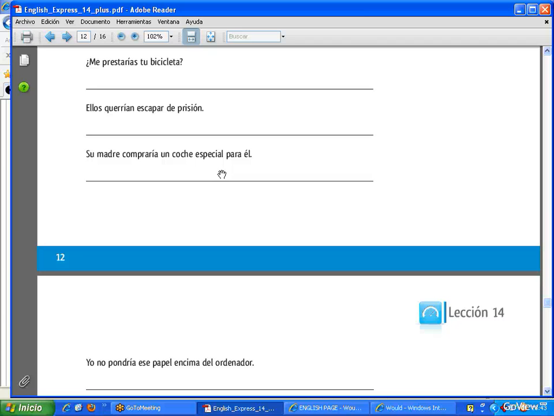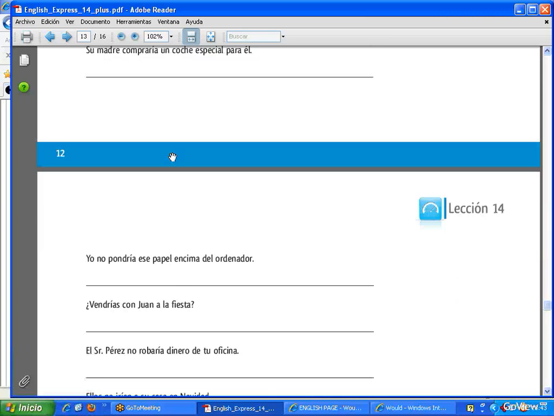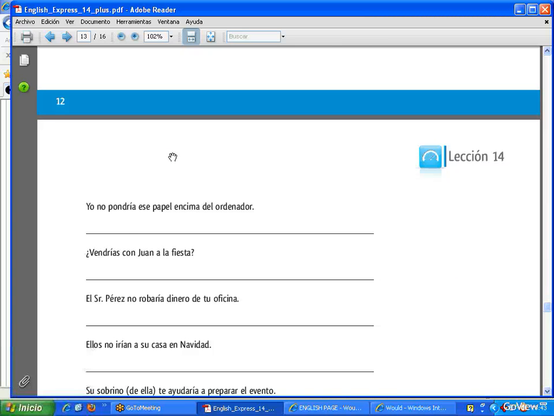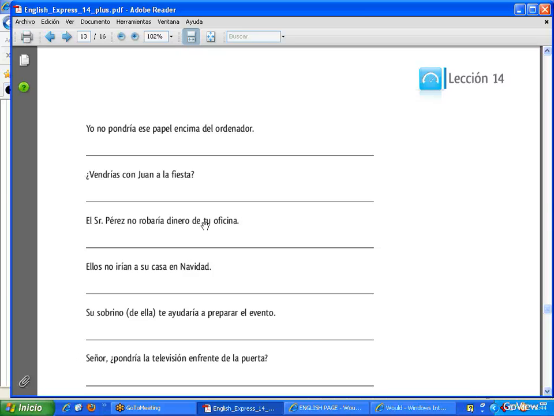Okay, would you come with one to the fiesta? Okay? It could be a conditional. It could be a polite request. Would you come with one to the party? Okay? It could be a conditional, you know. Would you come with one to the party if you are free? Si estás libre. If you're free that afternoon, okay?